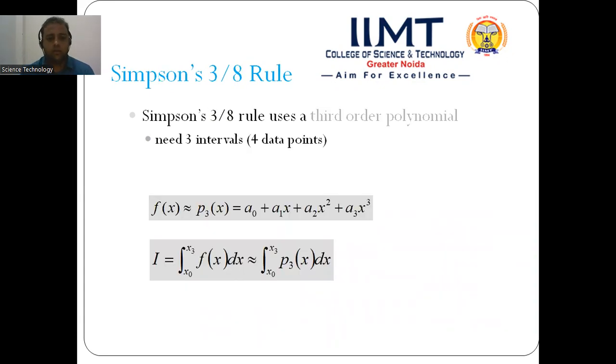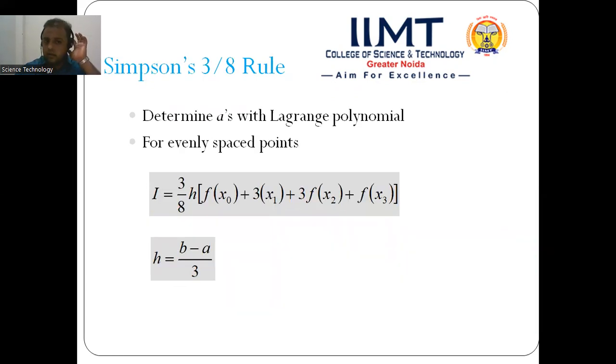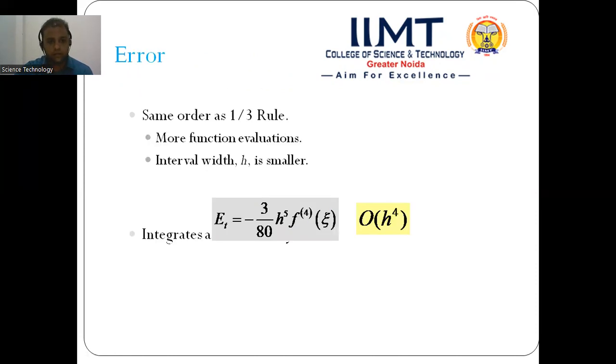Now, the Simpson 3/8 rule needs 3 intervals and 4 data points, which will be given by a cubic polynomial. The Simpson 3/8 rule is defined as 3h/8 times f(x0) plus 3f(x1) plus 3f(x2) plus f(x3). Here h is given by (b minus a)/3. The error is of the same order as the 1/3 rule, and is given by minus 3/80 h to the power 5 f fourth derivative of xi, and its order is h to the power 4.